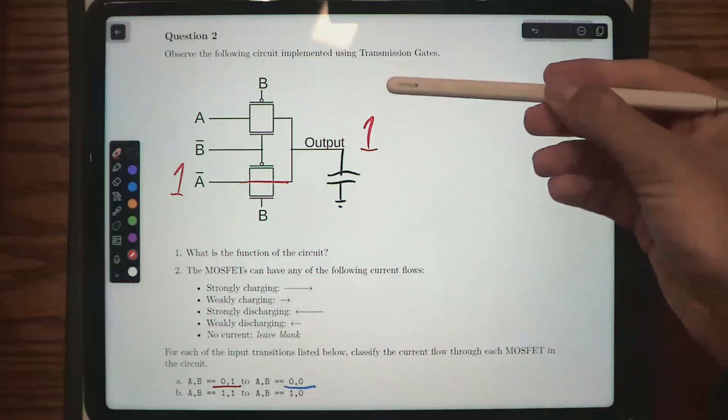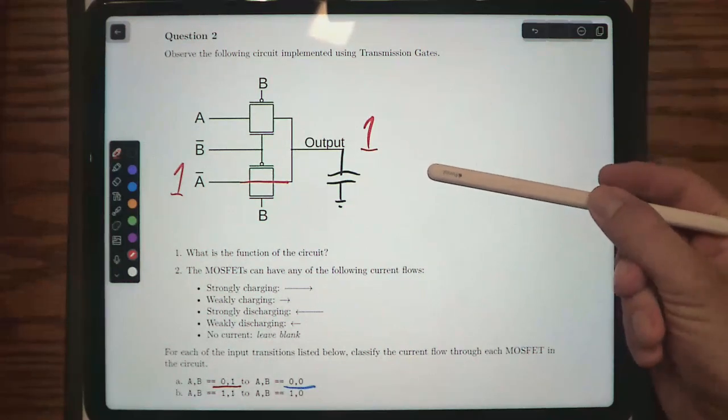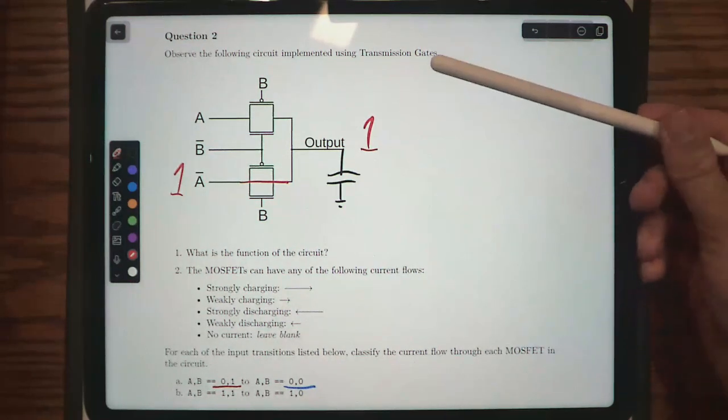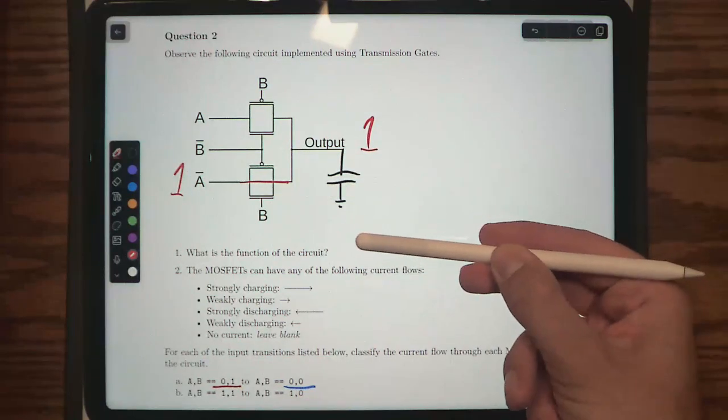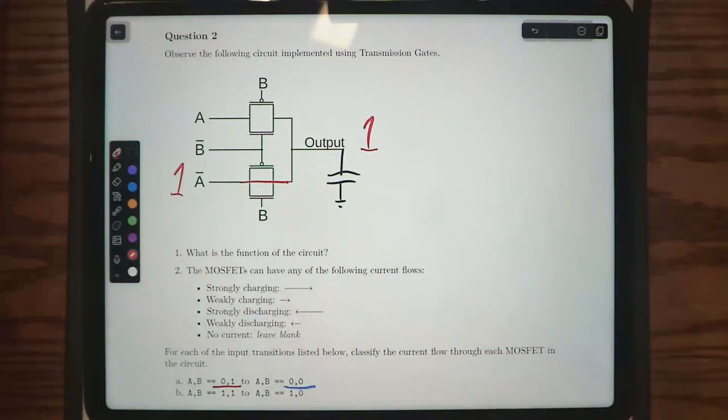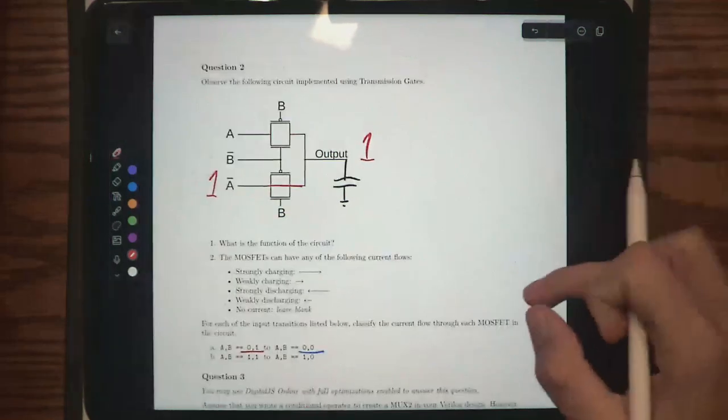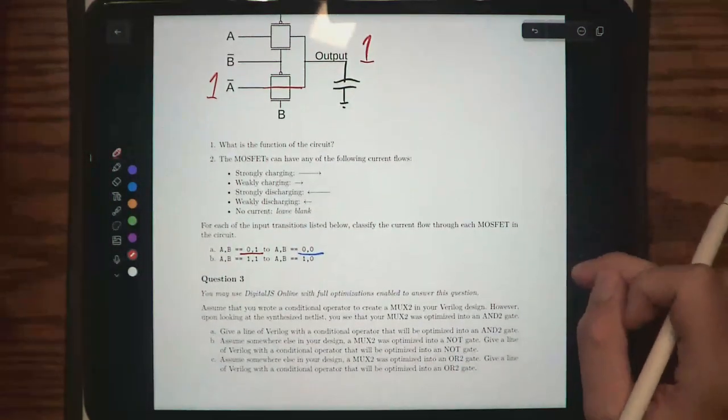I won't spoil for you what gate this is, but also think about what gate this is implementing. That is what this question asks. What is the function of this circuit? So say this circuit is a transistor implementation for the blah, blah, blah gate. So yeah, okay, cool. Any other questions on this homework?